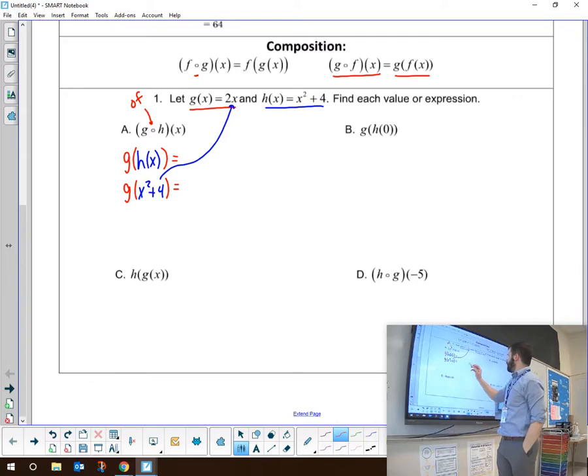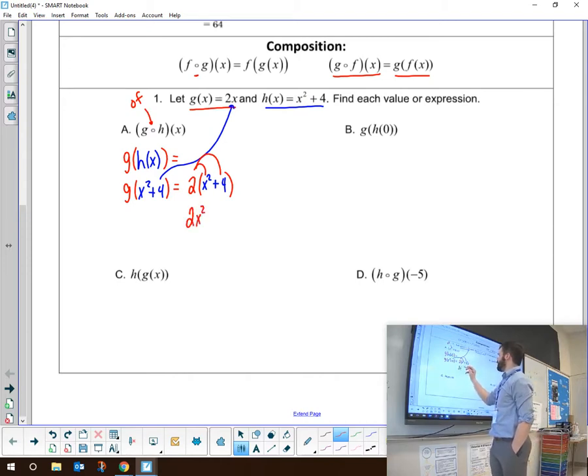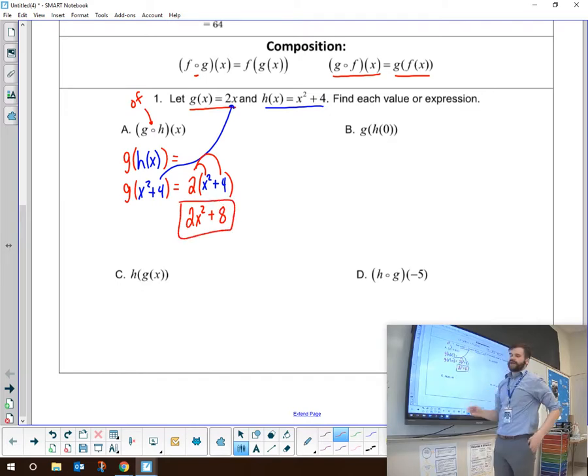So we're going to go 2 times x squared plus 4. And then we're just going to distribute my 2. 2 times x squared is 2x squared. 2 times 4 is 8. So that is my answer. I can't simplify it. We don't want to worry about factoring or anything like that. So that's my answer.